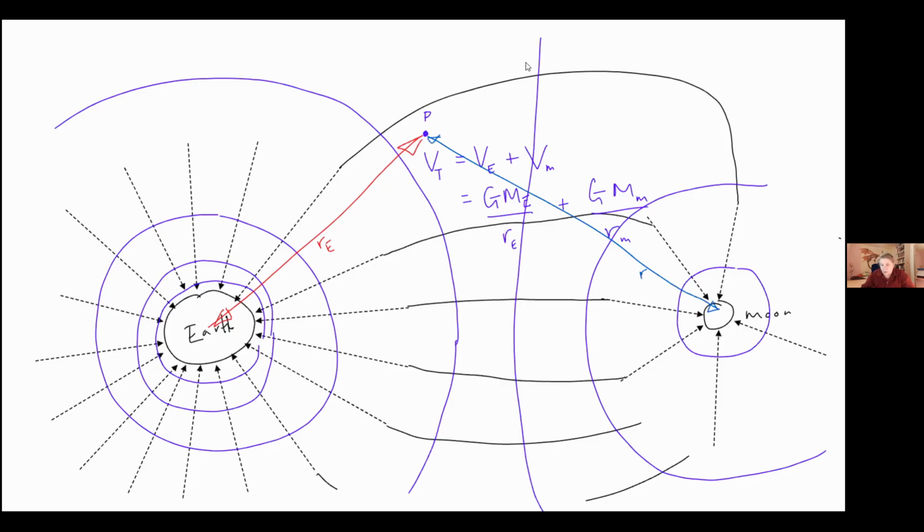So it's just the distance from the Moon. And you literally just add them. There's no consideration of direction because it doesn't have a direction, because it is a scalar. Okay, is everybody clear about that?